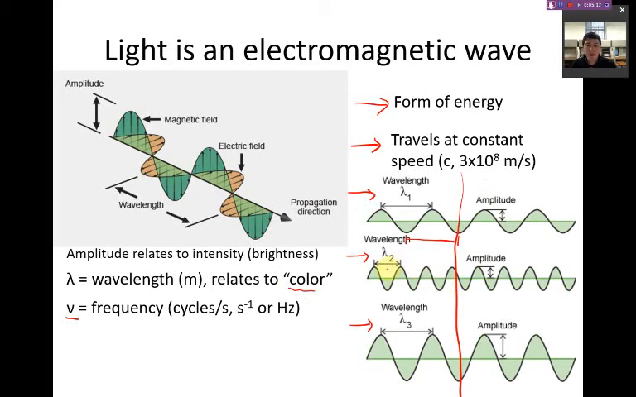However, in the case of wavelength number 2, it's traveling at the same speed, but the distance between the waves from left to right is smaller, so we get more waves passing through that point for a given period of time. The number of times that it passes through we call the frequency. That's measured in cycles per second. We also see that that's equal to inverse seconds, or hertz. And so we see that there's an inverse relationship between wavelength and frequency.